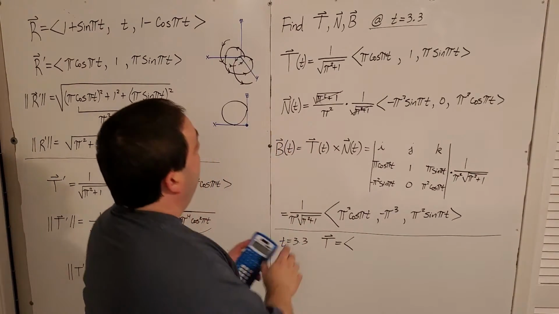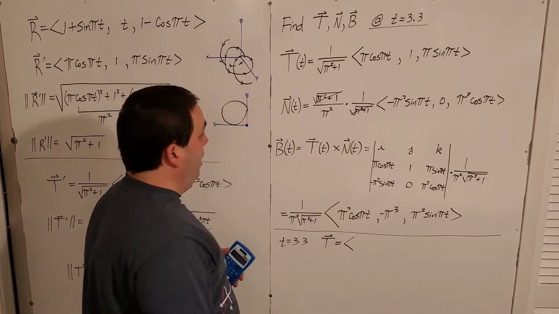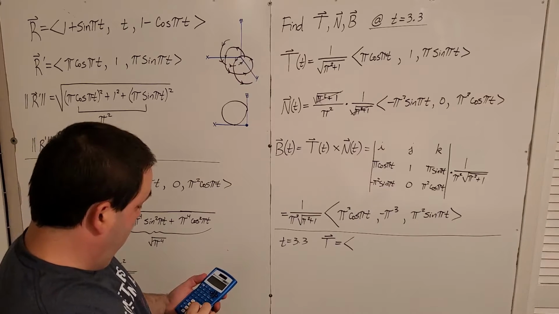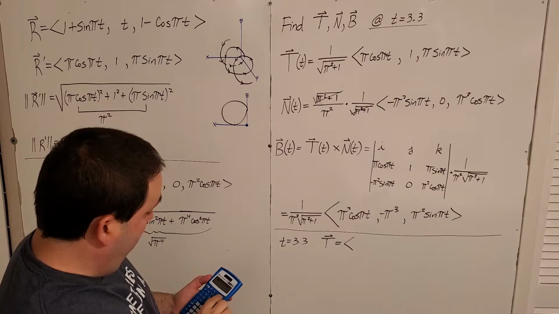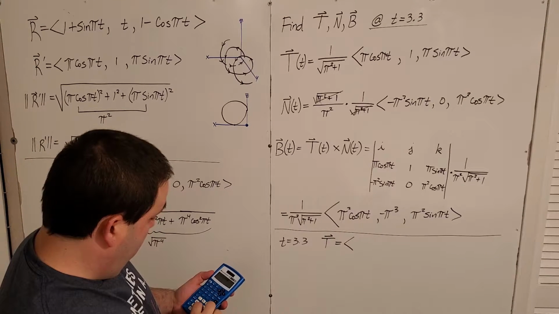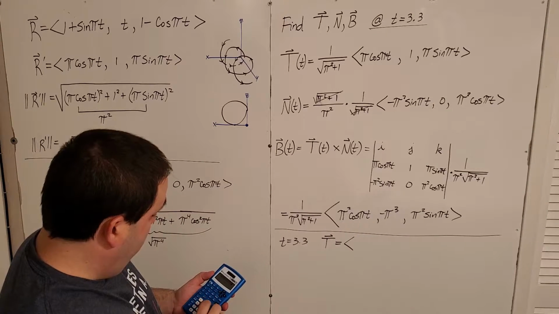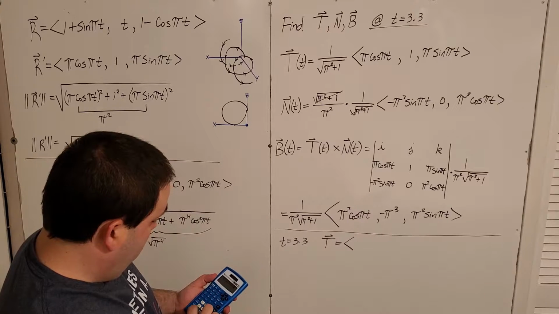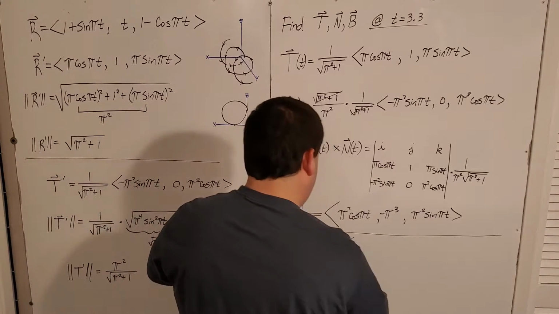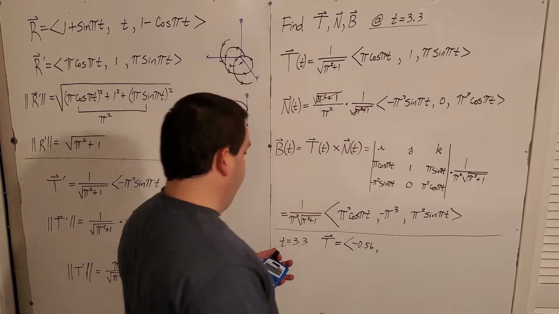So here we go. I'm going to do pi cosine 3.3 pi divided by the square root of pi squared plus 1. Okay, so pi, make sure you're in radians, cosine of pi times 3.3, and then divide by square root pi squared plus 1. Okay, negative 5.6.